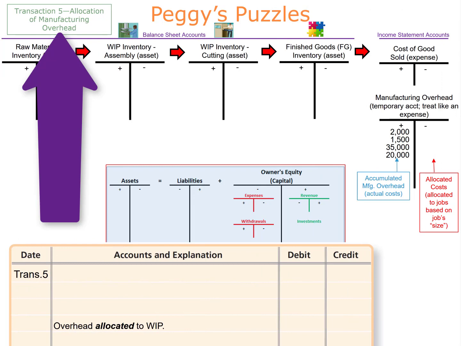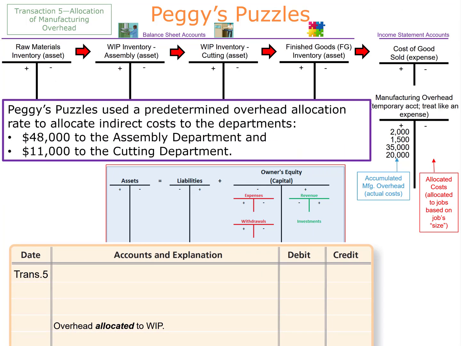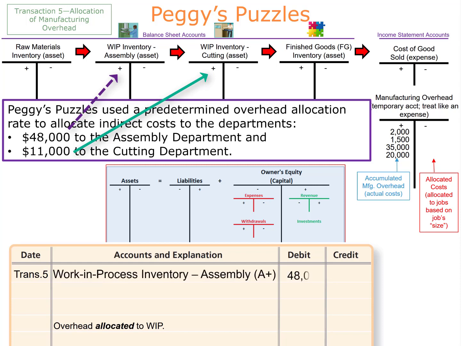Now transaction 5. Peggy's Puzzles used a predetermined overhead allocation rate to allocate indirect costs to its two production departments, the assembly department and the cutting department. When they use that predetermined allocation rate that we learned about in the job costing chapter, let's just assume that manufacturing overhead allocated to the work in process inventory of the assembly department was $48,000. And the manufacturing overhead allocated to the cutting department for the month was $11,000.